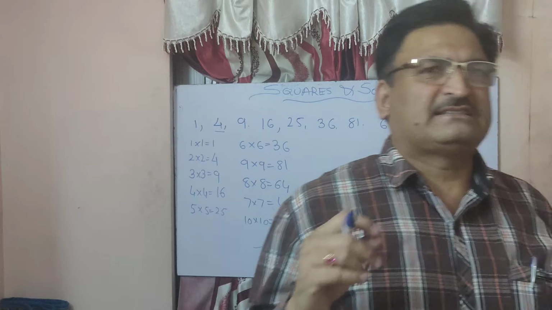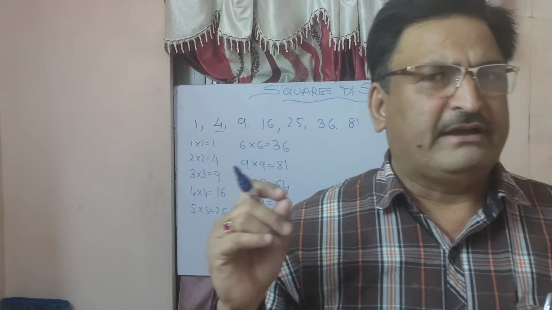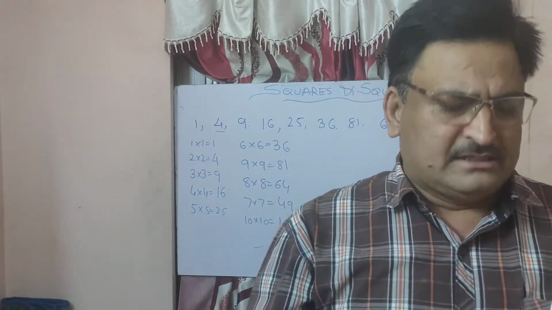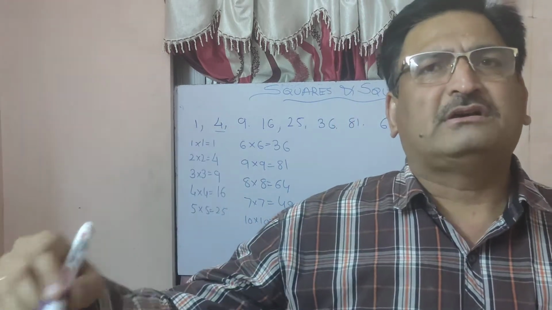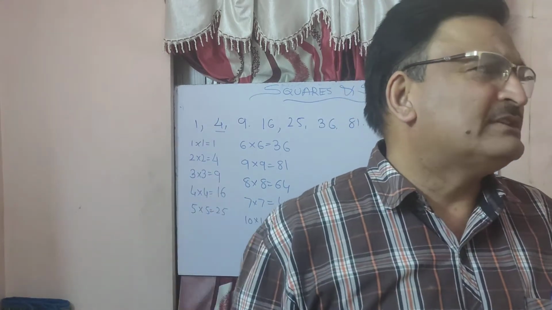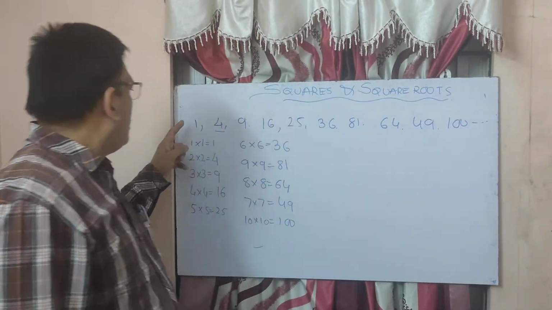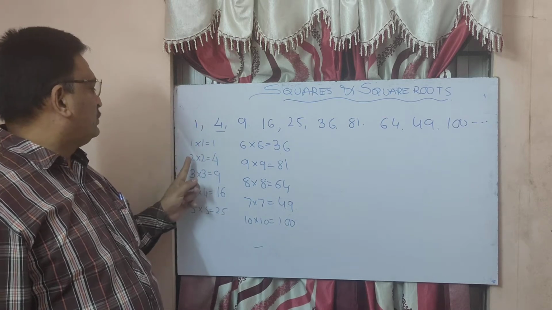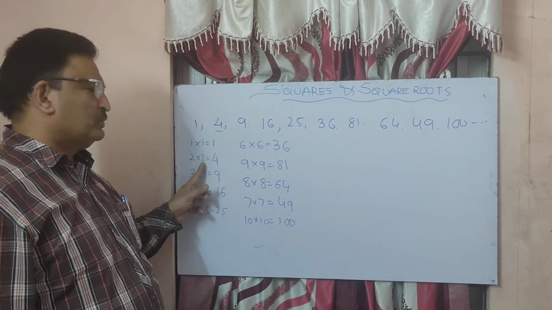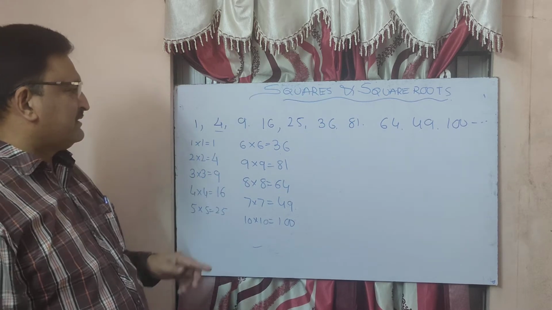If a number is x, and x is multiplied by x, then we get x square, x to the power 2. So x to the power 2 is called the square of the given number, square of x. Now 1 is the square of 1. 4 is the square of 2. 9 is the square of 3.